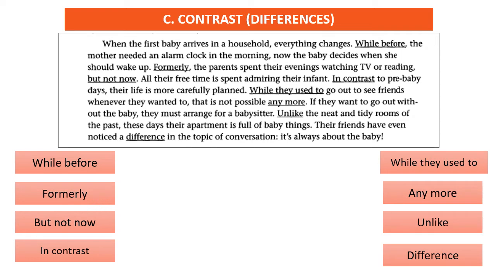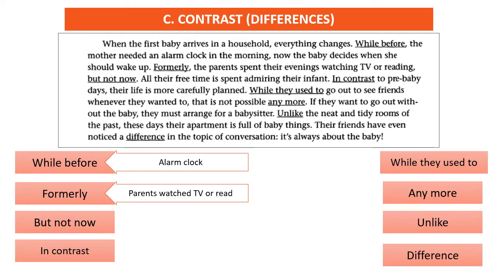Let's start from the first signal word, while before. This signal word shows us the difference in condition after and before the baby's arrival, which is the alarm clock. And formerly shows us the different condition or the different habit that the parents had before and after the arrival of the baby, and but not now. So it indicates that after having the baby, the parents admire their infant more.